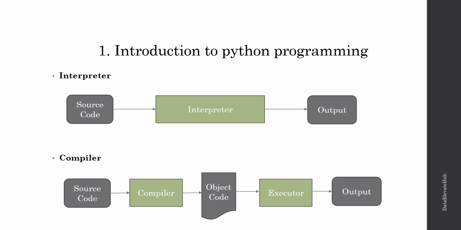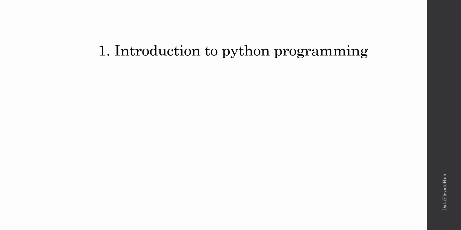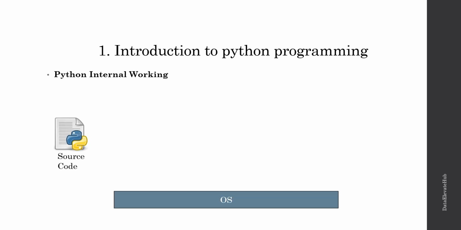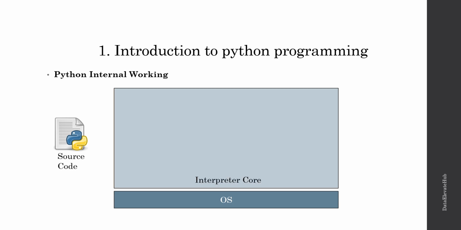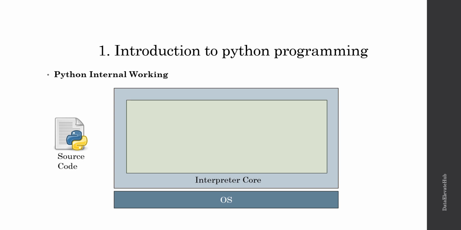Now let's discuss the internal working of Python. So now we have a Python source code and we have an OS, which is either a local computer or a remote server. There we install Python. Once we install Python, it will install all the components of Python, like the interpreter. The interpreter contains components like the compiler and the Python virtual machine.